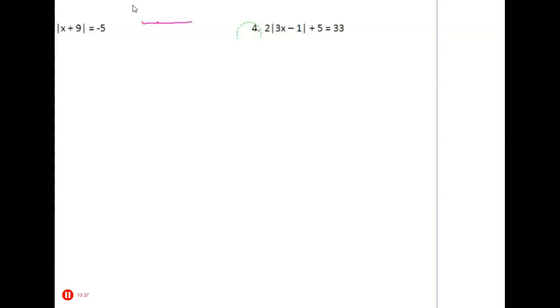Okay, and number 3, we now have a little bit more of a problem. We have to isolate the absolute value. So in number 3, you have to first move over the 4. And then you have to divide by -2.